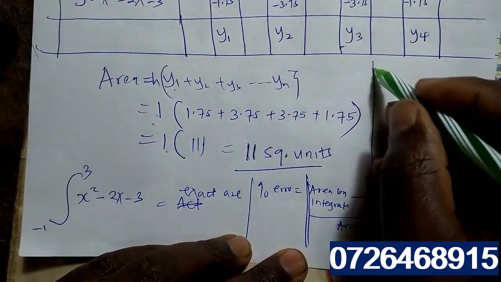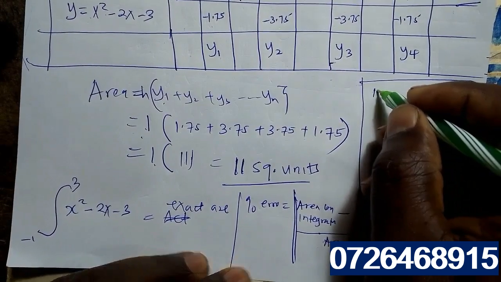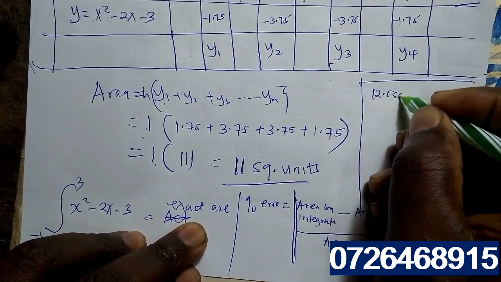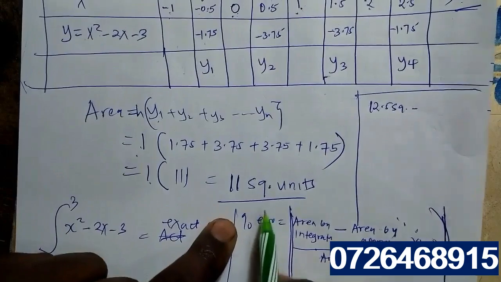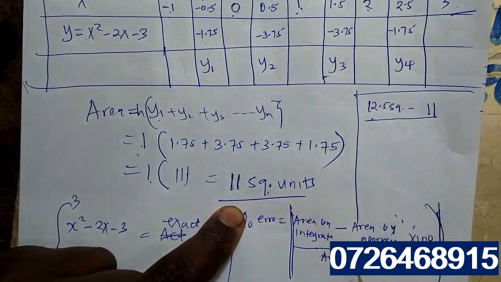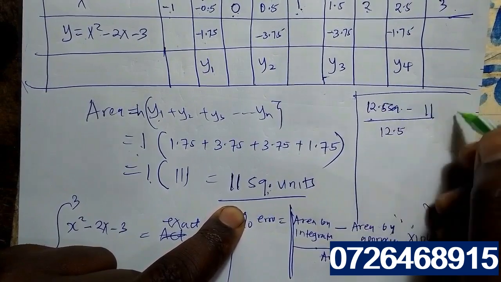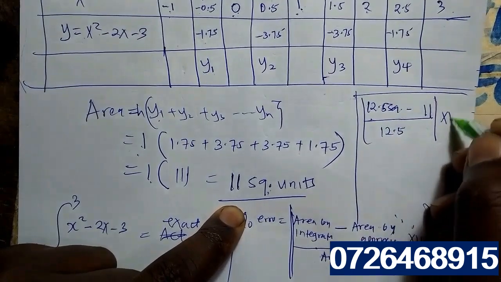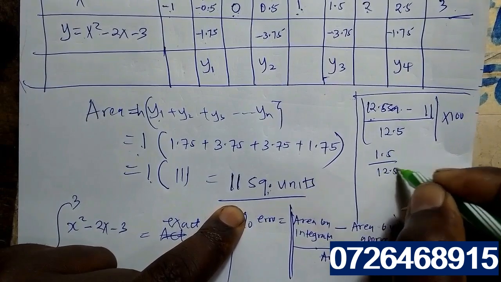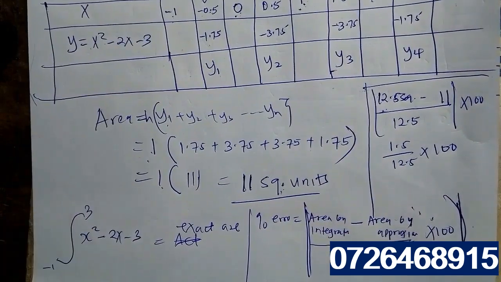So for example, let me assume the area for integration ilikuwa, the exact area is 12.5 square units. The area by mid ordinate nimepata ni 11. So it is this minus this divided by the original, which is 12.5, and then absolute times 100. So this one will be 1.5 over 12.5 times 100, and the percentage error, you press your calc.